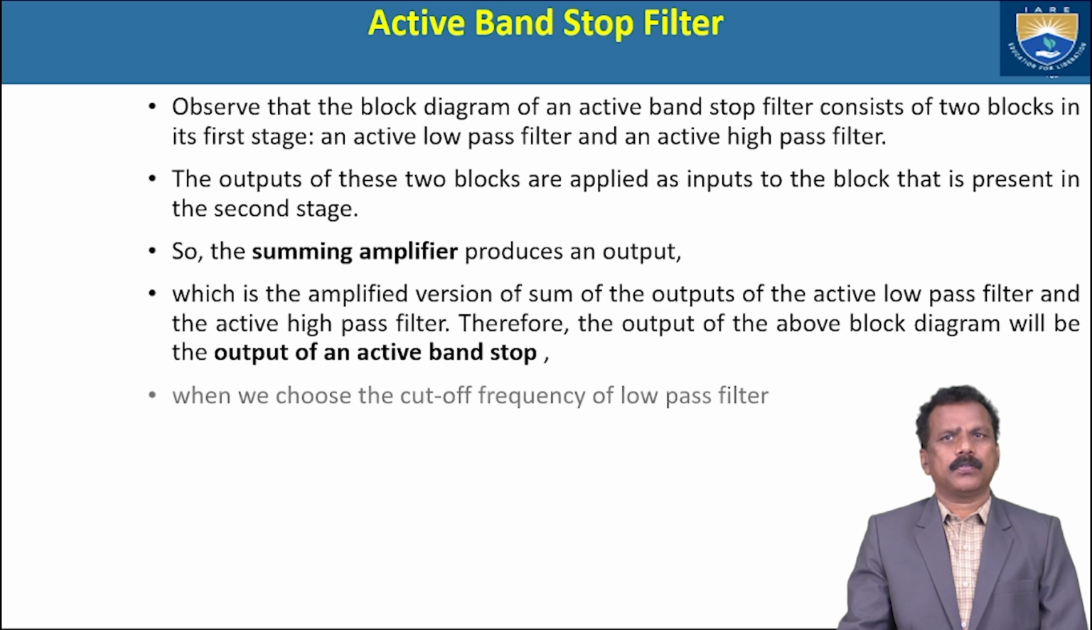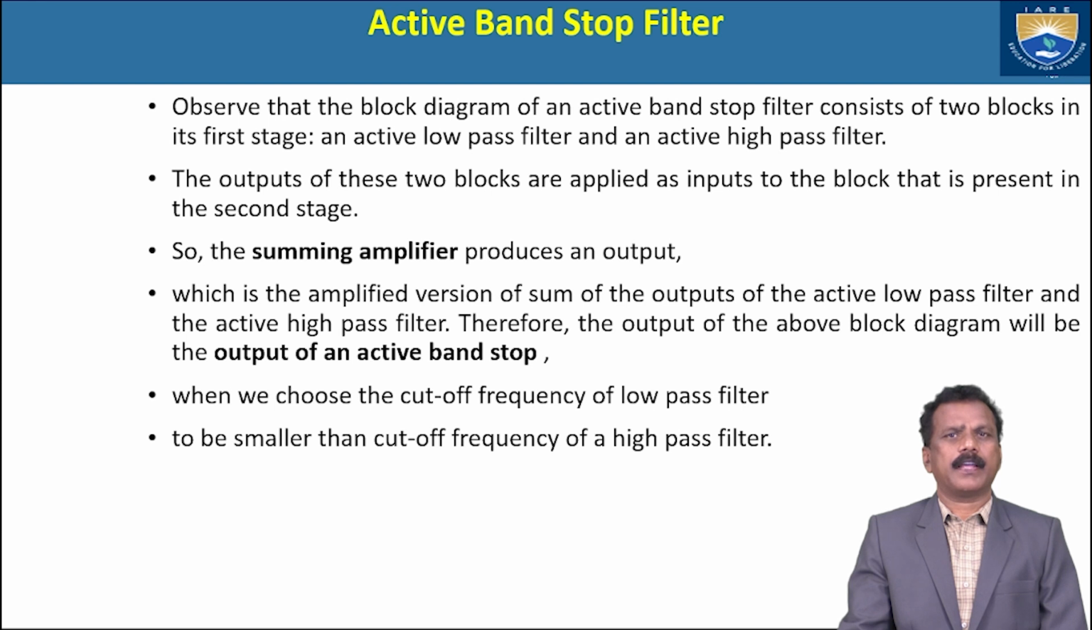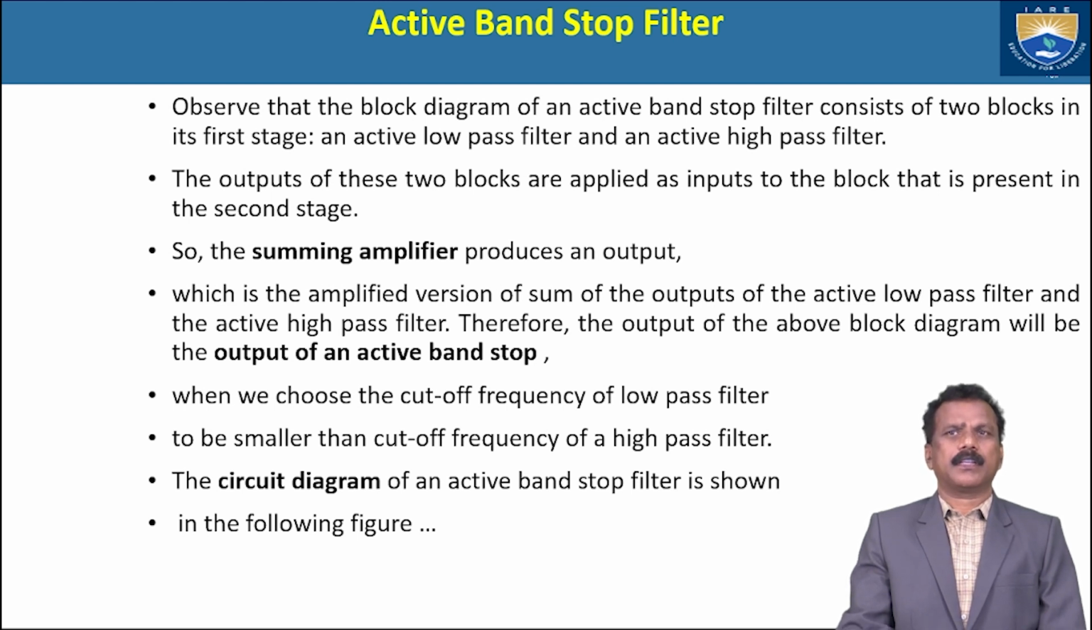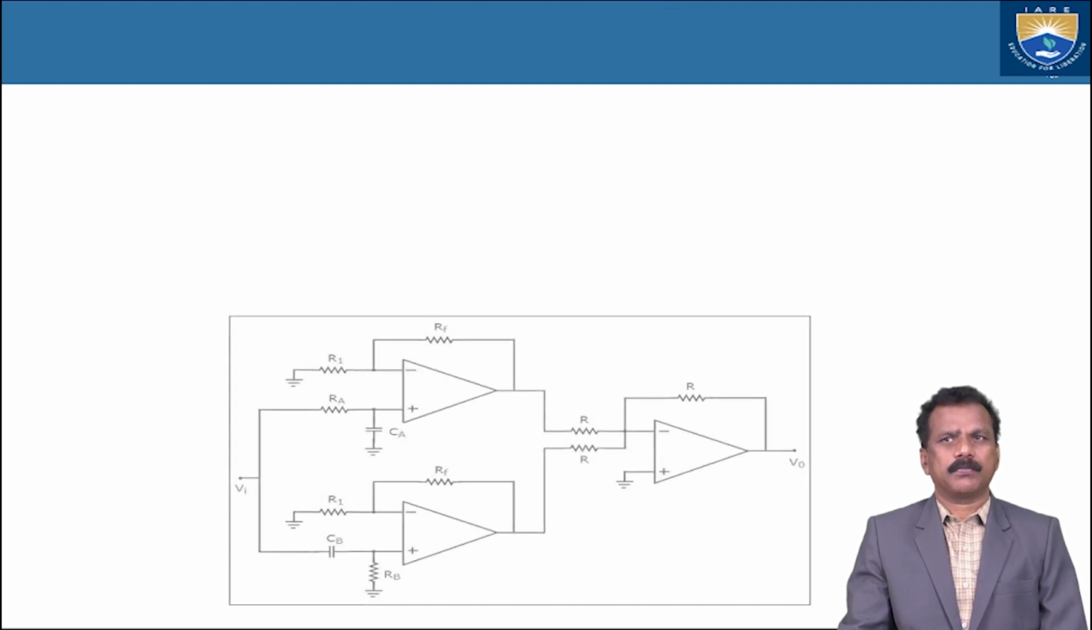So when we choose the cutoff frequency of the low pass filter to be smaller than the cutoff frequency of the high pass filter, the circuit diagram of an active band stop filter is as we have seen in the previous diagram. With reference to that, the following figures can be interpreted using the low pass filter and the high pass filter. For that purpose, we require this simple block diagram here.